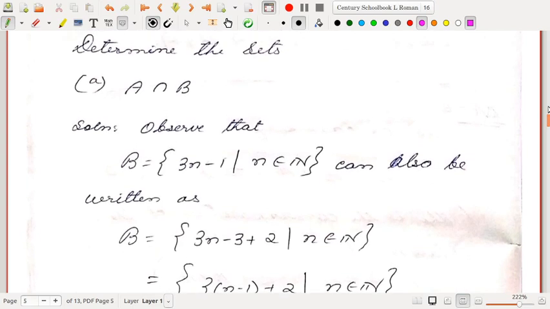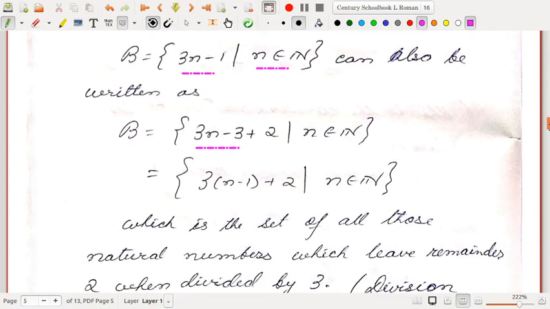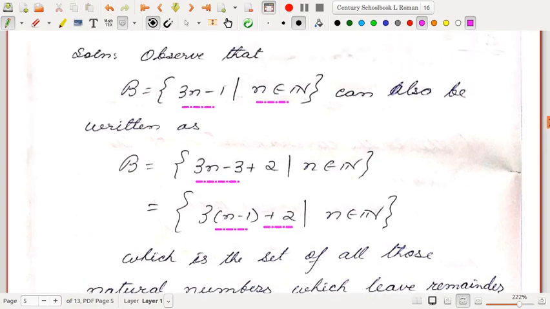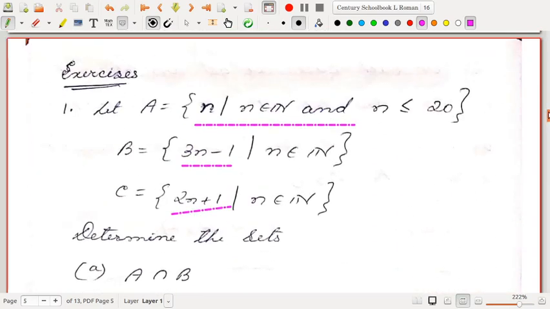So you make an observation that the set B equal to 3n minus 1, such that n belongs to natural numbers, can also be written as 3n minus 3 plus 2. Instead of minus 1, I can write minus 3 plus 2, and then we can take 3 common. So it is 3 into some natural number or integer plus 2. Okay, so it is the set of all those natural numbers which leave the remainder 2 when divided by 3. Just recall division algorithm. So any number of the form 3q plus 2 means the number when divided by 3 leaves the remainder 2. Okay. So B contains all those natural numbers which leave remainder 2 when divided by 3, and A contains all the natural numbers up to 20.